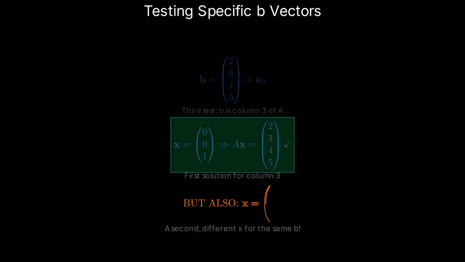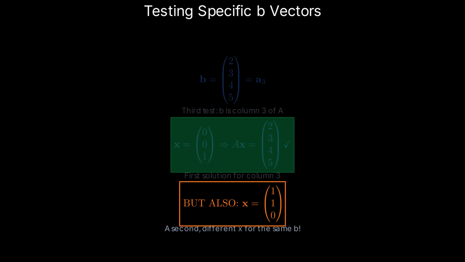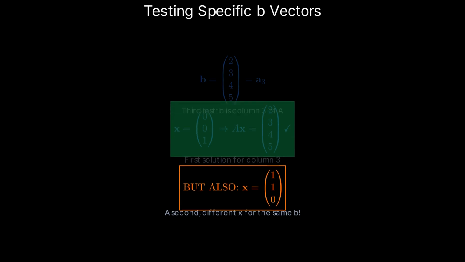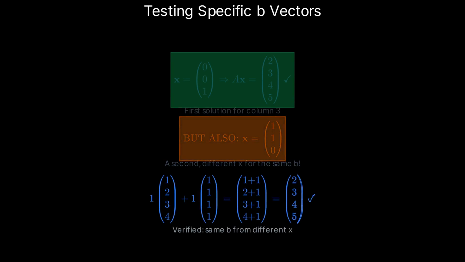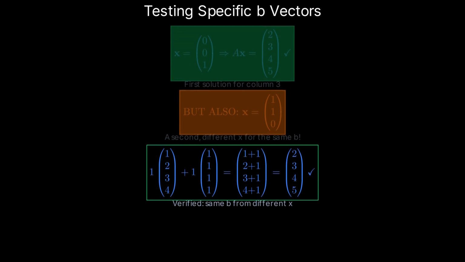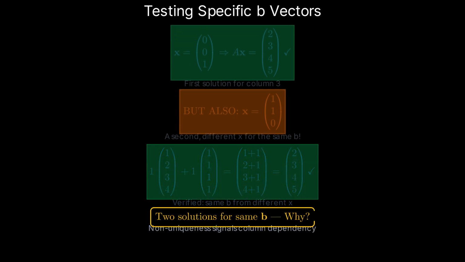But here's the interesting part. x = (1, 1, 0) also works for the same b. Let's verify. 1 times (1, 2, 3, 4) plus 1 times (1, 1, 1, 1) equals (1 plus 1, 2 plus 1, 3 plus 1, 4 plus 1), which is (2, 3, 4, 5). Same b, but two completely different x vectors, right? Two different recipes giving the same output.